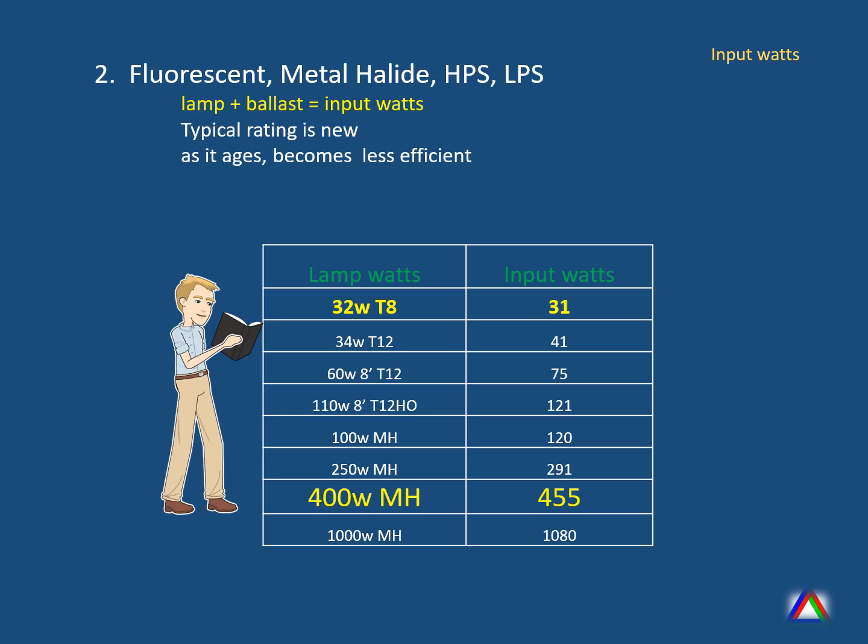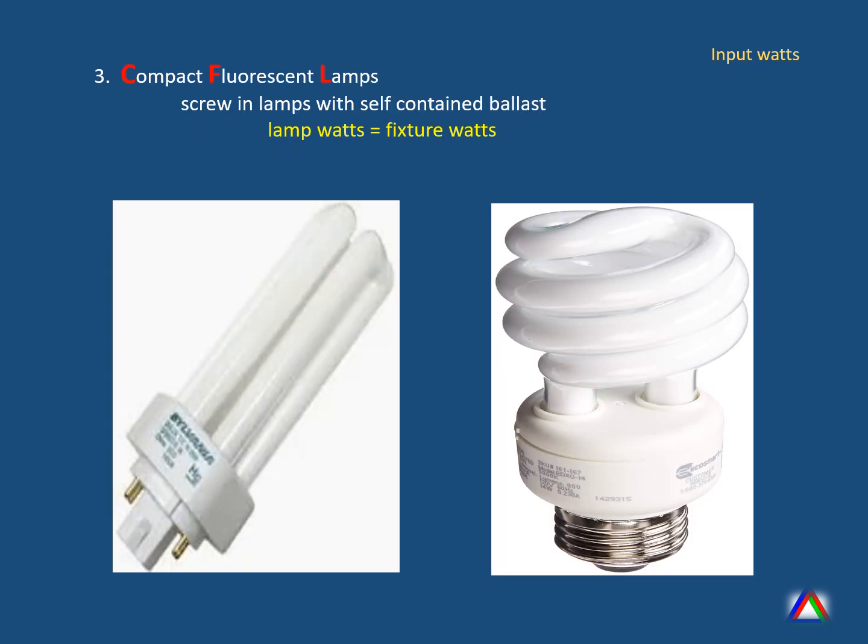The next group of lamps require a ballast to operate. These include fluorescent, metal halide, high pressure sodium, and low pressure sodium. If there's a ballast involved, then input watts are higher than lamp watts. An example is 400 watt metal halide. The lamp is rated at 400 watts, but the actual input watts is 455. An exception is T8 lamps. If they're using an efficient electronic ballast, then the input watts can actually be lower than the lamp watts. Compact fluorescent lamps have a built-in ballast, so the lamp watts is equal to the fixture watts.